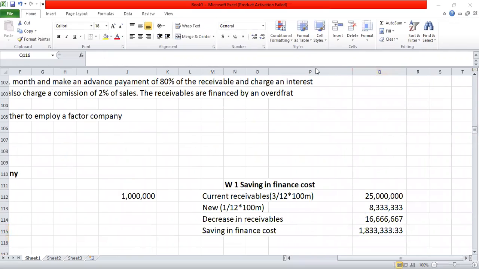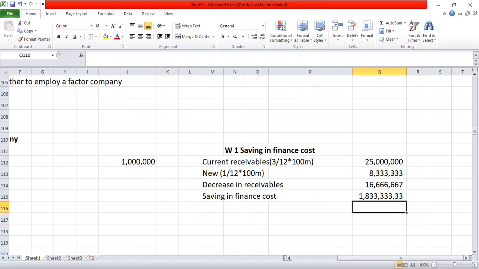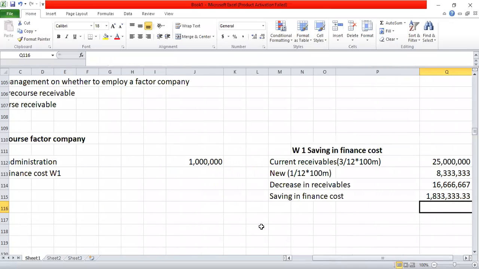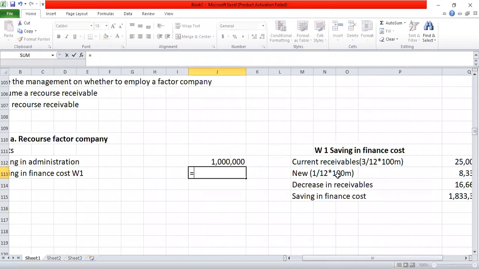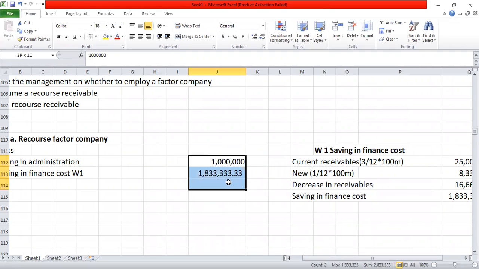What if it's covering all the receivables? No, it is taking all the receivables, but that advance payment is only on 80% of the receivables. So in this case, we are having a saving of 1.8. So the total will be that.